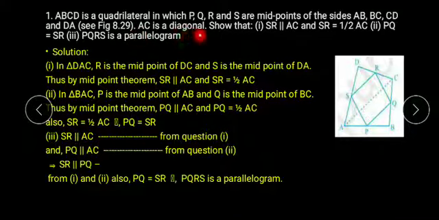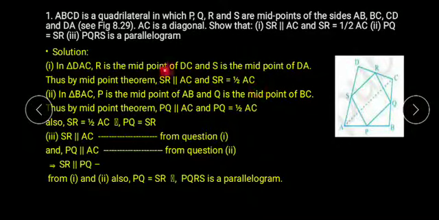Secondly, AC is a diagonal of this quadrilateral. We have to prove that SR is parallel to AC as well as SR equal to half of AC. The measure of this side SR is half of the measure of the side AC. This is the first part. Second part, we have to prove PQ is equal to SR. And the last one, we have to prove that PQRS is a parallelogram.